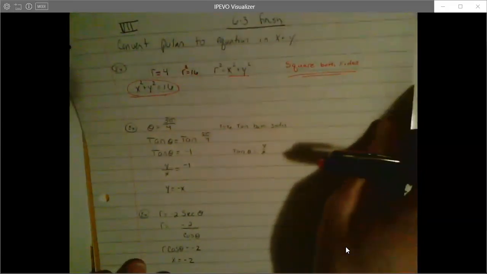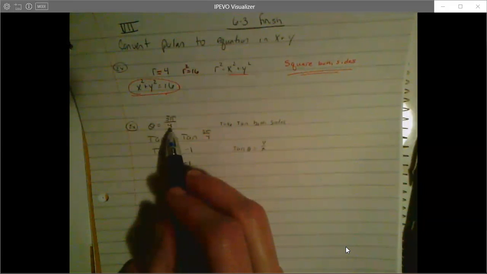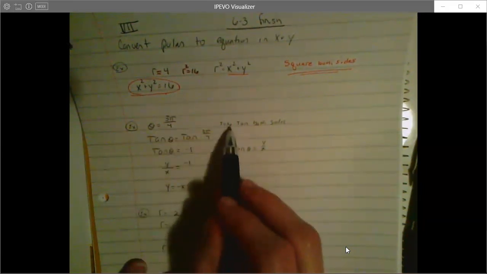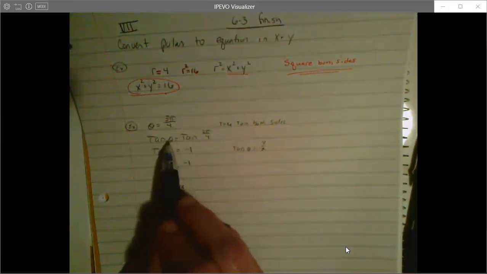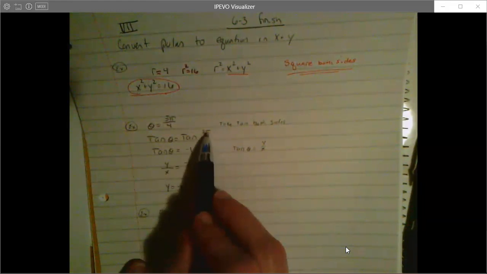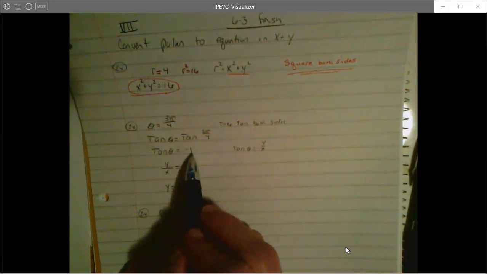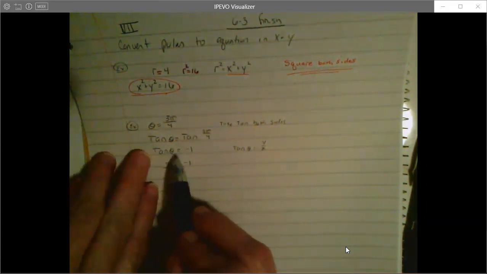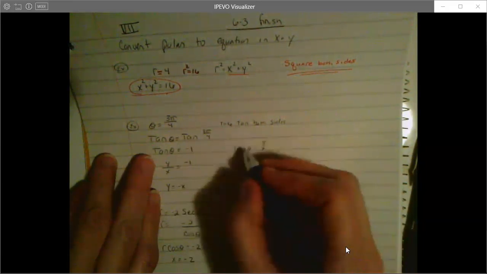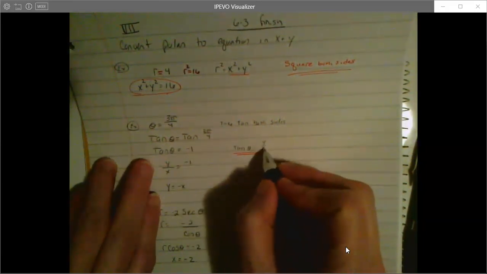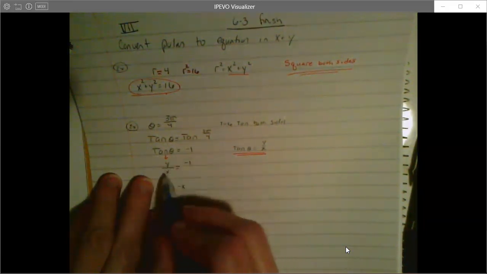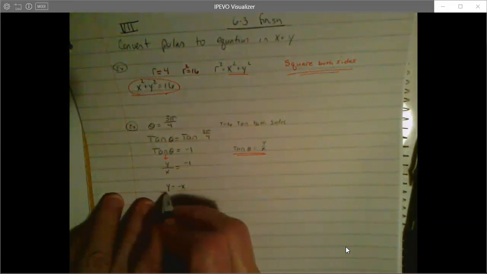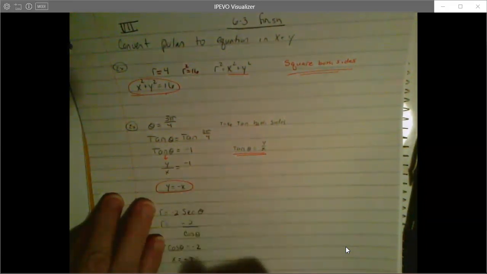Our next one, we have theta equals 3 pi over 4. So the way we're going to treat this is we're going to take the tangent of both sides. So if I take the tangent of both sides, I get tangent of theta equals tangent of 3 pi over 4. Tangent of 3 pi over 4 equals negative 1. So tangent of theta equals negative 1. And tangent of theta is y over x. So I can replace tangent with y over x. And then basically cross multiply, so I get y equals negative x, and that's my rectangular form.